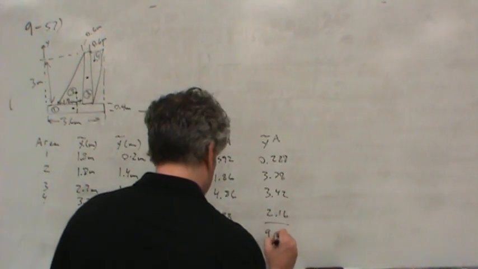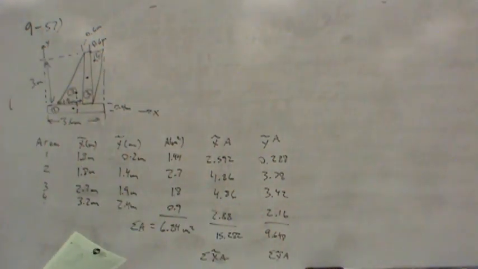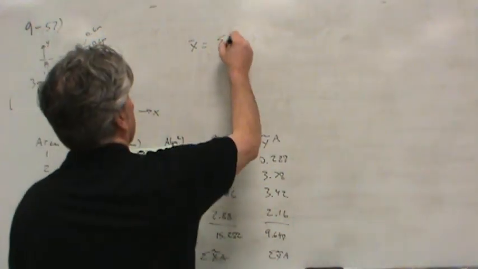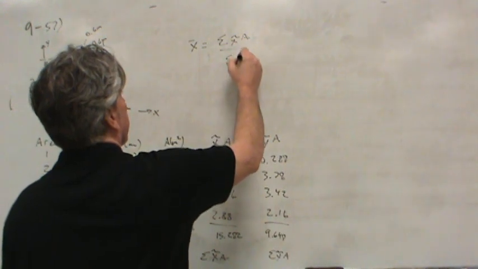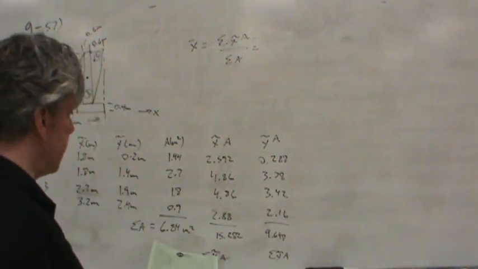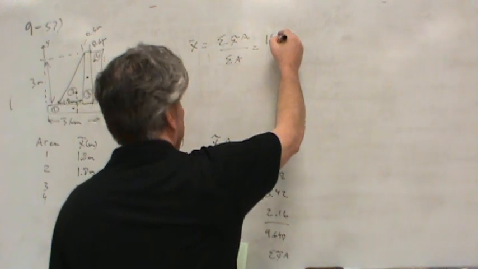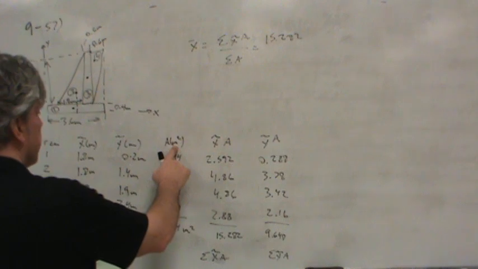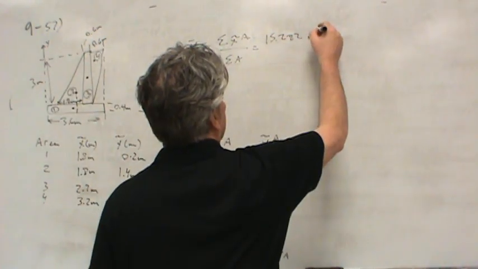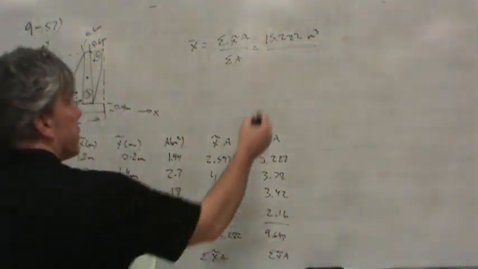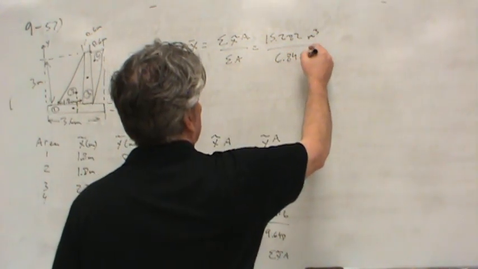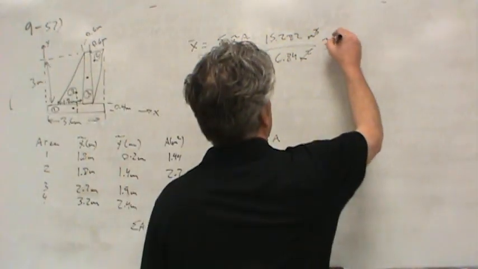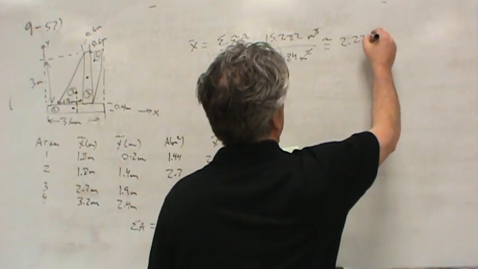15.282, 9.648 are those sums. And so x bar, the location of the centroid, is the sum of the x tilde a's over the sum of the areas. Well, the x tilde a sum is 15.282. I neglected to write it, but of course we have meters squared times meters, that's meters cubed, divided by the sum of the areas, 6.84 square meters. And so that gives us just meters for x bar. That comes out to about 2.234 meters.